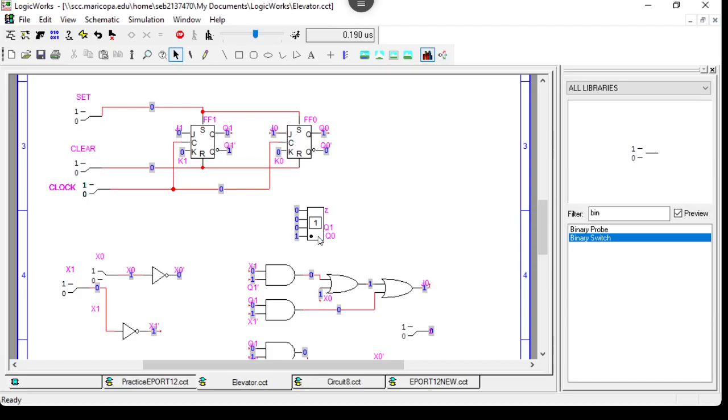Now this is my analysis of a sequential circuit elevator example.